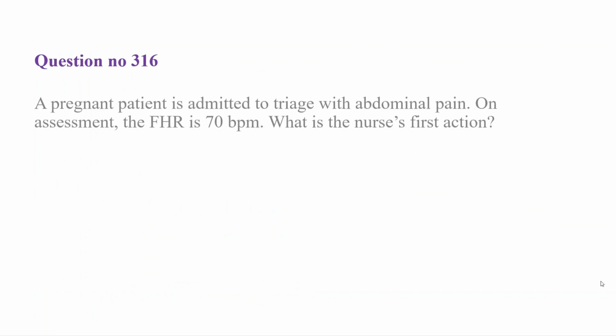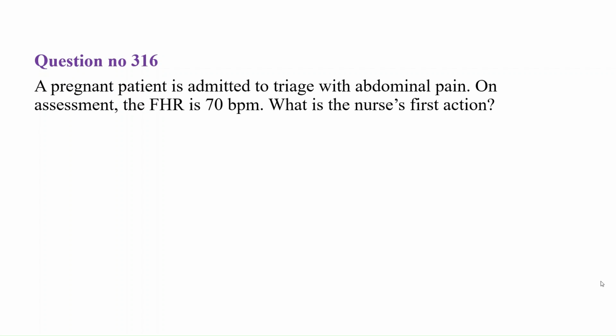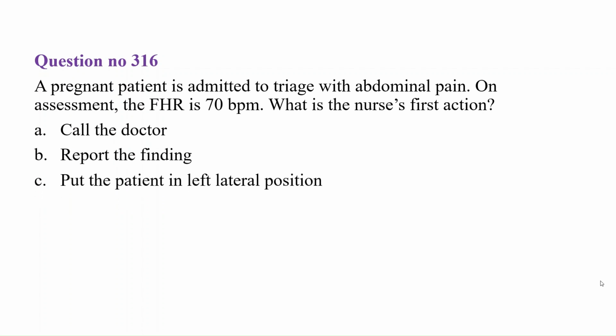Question number 316. A pregnant patient is admitted to triage with abdominal pain. On assessment, the fetal heart rate is 70 beats per minute. What is the nurse's first action? The options are: number A, call the doctor. Number B, report the finding. Number C, put the patient in left lateral position. Number D, reassure the mother.